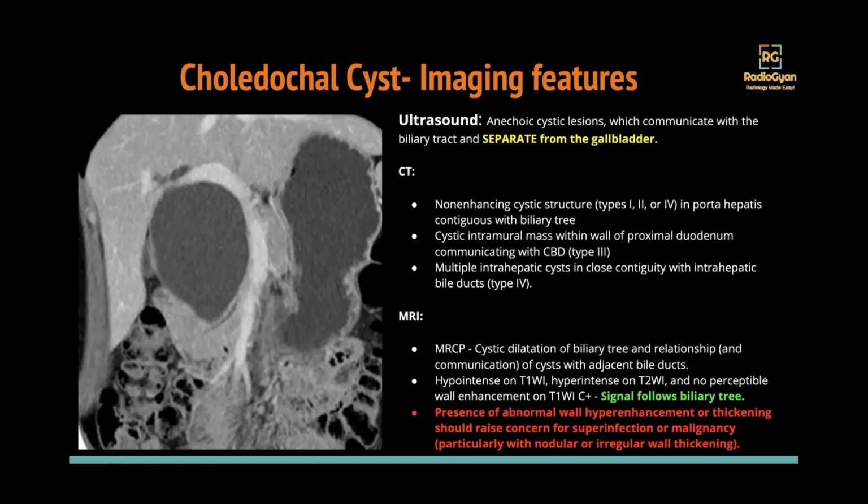If you can't see the gallbladder, call back the patient the next day with overnight fasting and document the gallbladder separately from the choledochal cyst. Coming to CT, it will be a non-enhancing cystic structure. So a simple way to remember the imaging findings is that these cysts will follow the imaging appearance of bile ducts. Because they are just dilated bile ducts, everything would be similar to bile ducts. So non-enhancing cystic structures, and depending on the subtype, you can have different appearances.